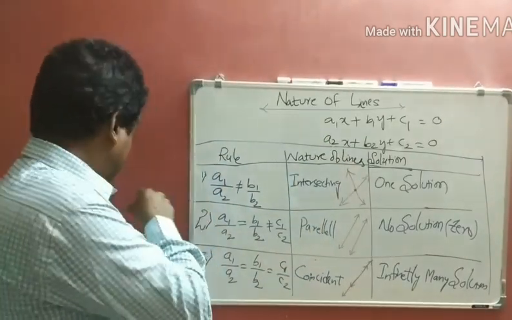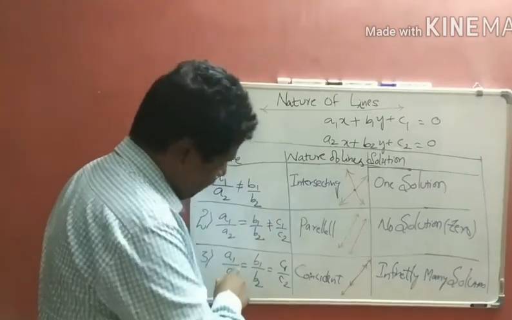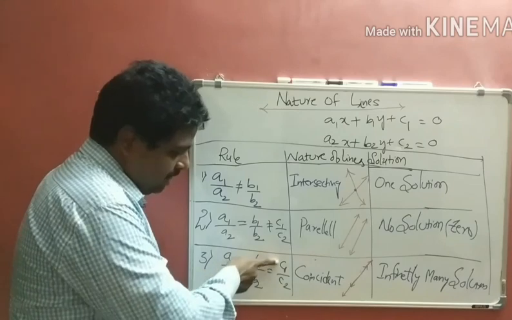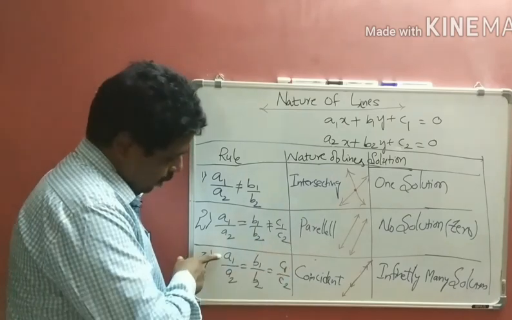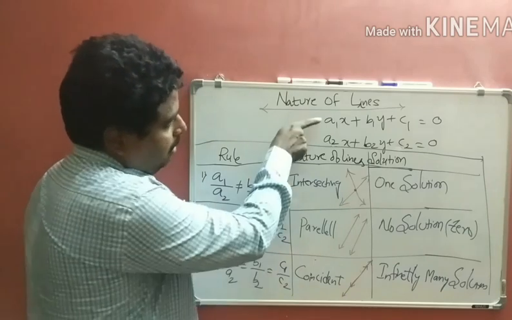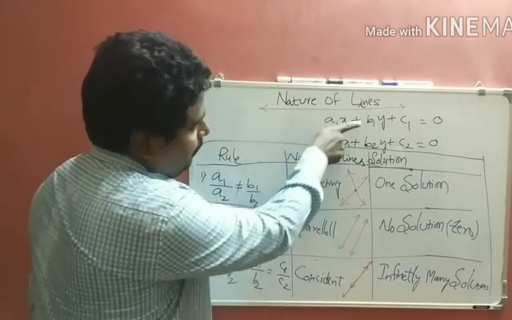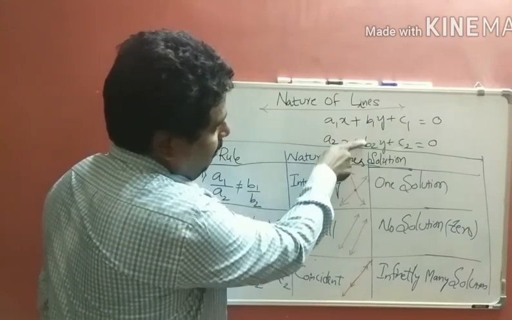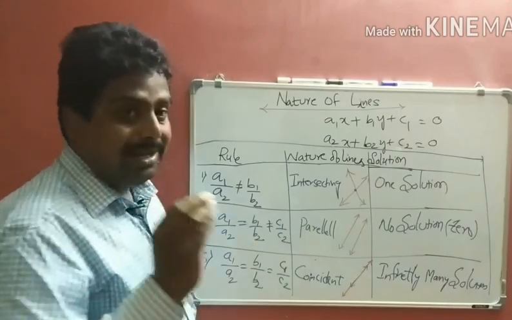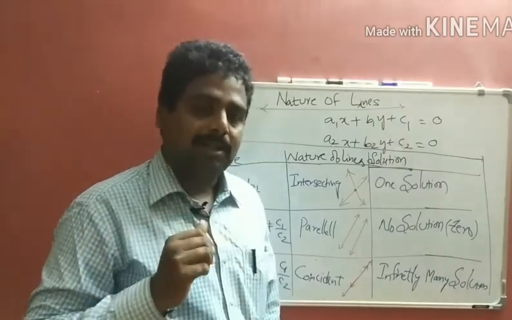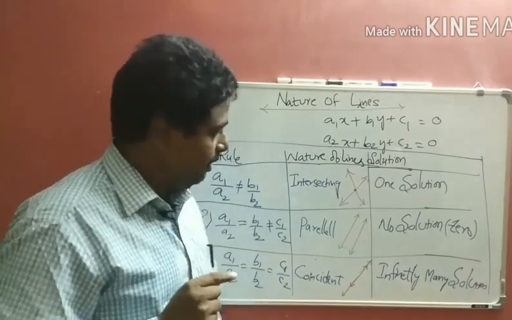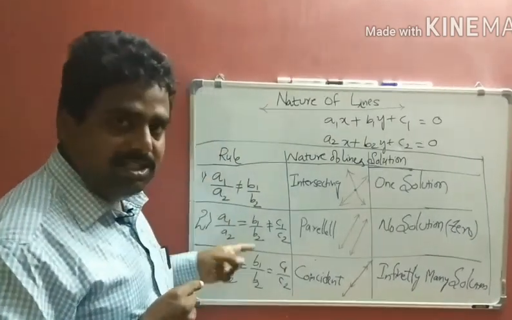Next, let us come to the third case. Here a1 by a2 is equal to b1 by b2 is equal to c1 by c2. Coefficient of x by coefficient of x, a1 by a2. Coefficient of y by coefficient of y, b1 by b2. Constant by constant, c1 by c2. If all are equal, then the lines become coincident. How can we get this? By the graphical method. In the graphical method, we get the proofs of all these three cases.